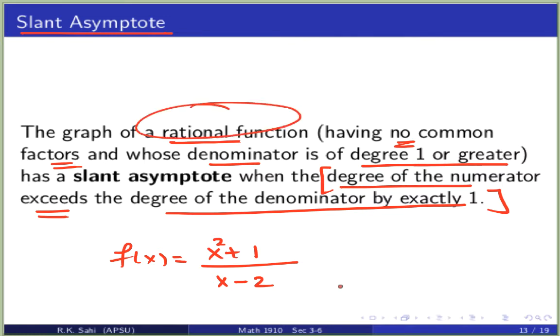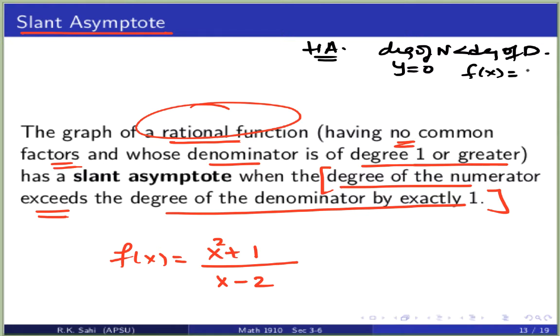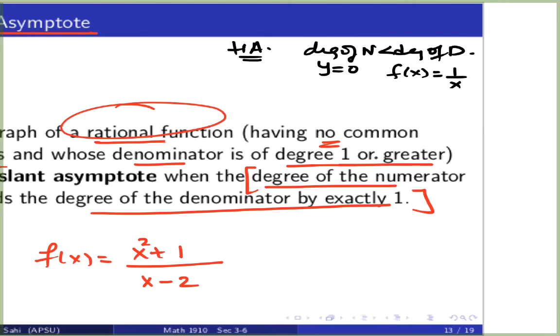Remember when we talked about horizontal asymptotes? Just a quick recap of the horizontal asymptotes. If the degree of the numerator is less than the degree of the denominator, what was the horizontal asymptote? y equals 0. Classic example, f(x) where the degree of the numerator is less than the degree of the denominator. Okay, that was one scenario.